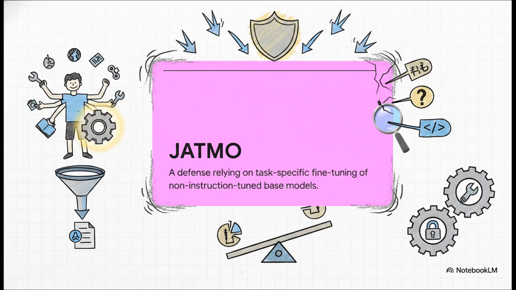So JATMO takes a raw, non-instruction-tuned base model and fine-tunes it to do only one specific task, like, say, just summarizing text. Because the model was never taught to follow arbitrary commands in the first place, it naturally just ignores injected instructions. However, recent tests using genetic attack frameworks like HOUYI have proven that JATMO isn't completely bulletproof. Adversaries can actually still bypass it by using multilingual cues or embedding instructions inside code constructs. It really proves there's always a trade-off between a model's usefulness and its vulnerability.